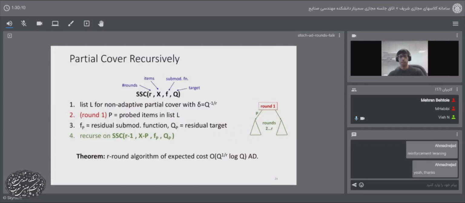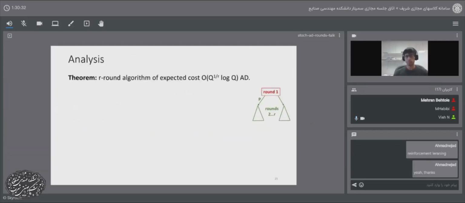Okay, so the result we can show about this recursive algorithm is that we get an r round algorithm where the expected cost is at most q to the 1 over r times log q times the adaptive value. And again, R is a tunable parameter. You can specify any value of R and you'll have a solution with that many rounds. Okay, so I'm going to attempt a proof of this result where we make use of the partial covering theorem and we prove the bound for the R round algorithm.